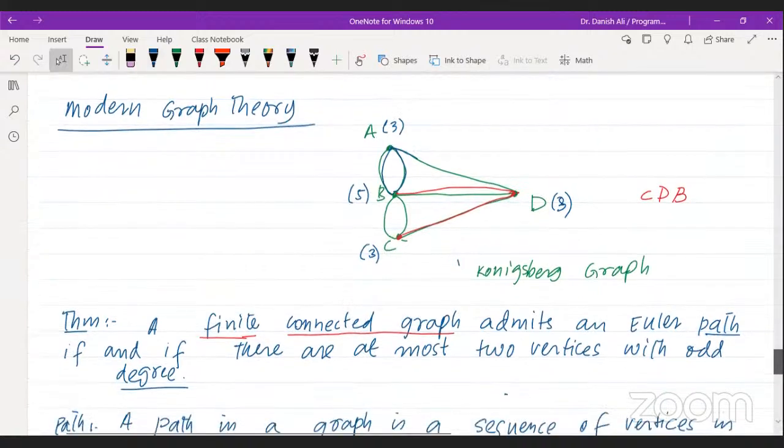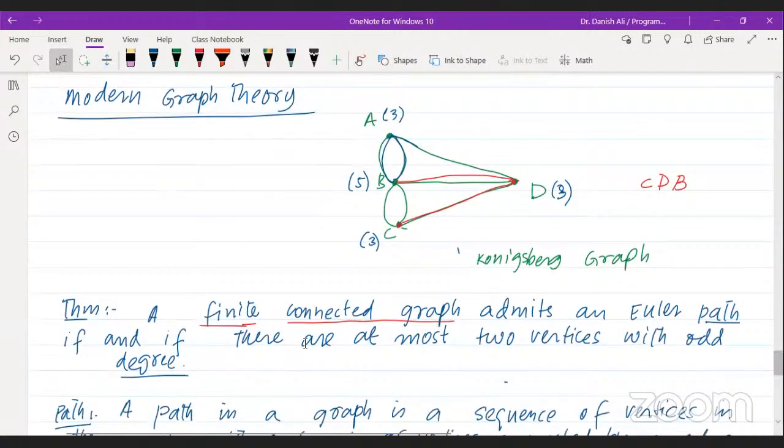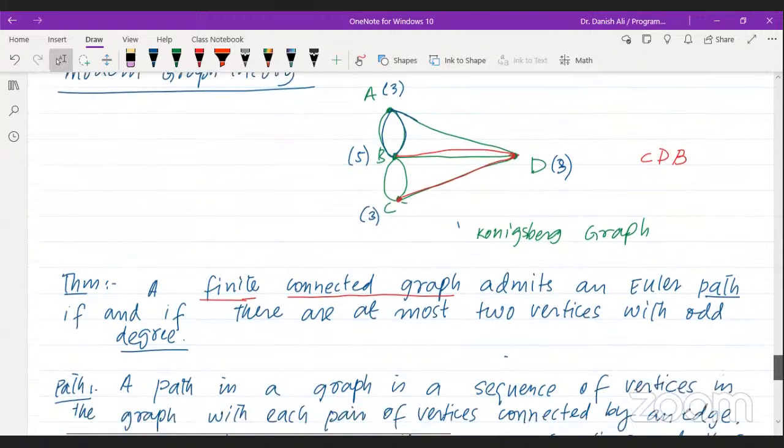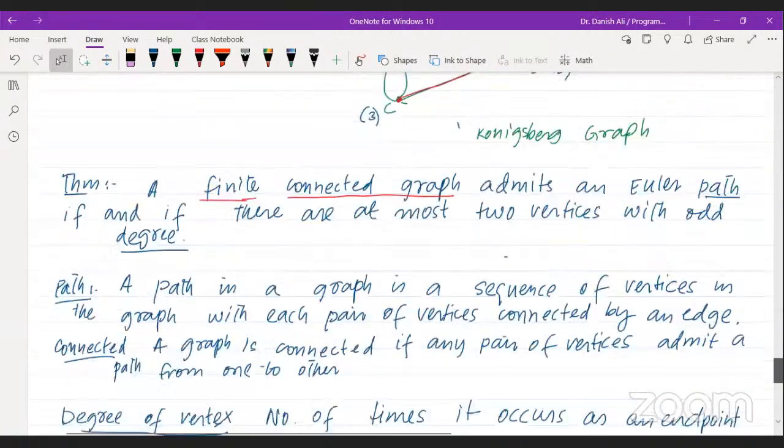And the theorem says that whenever you have a finite connected graph, okay, if you do not have a connected graph, then you never get an Euler path, because you cannot go from one connected component of the graph to another component, because there is no path which connects the two components. So that's why this theorem only holds in connected graphs. So a finite connected graph admits an Euler path if and only if there are at most two vertices with odd degree. Okay, do you have any questions?